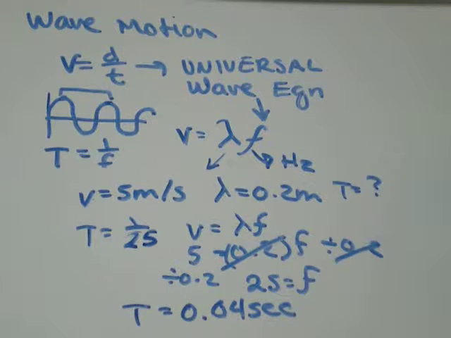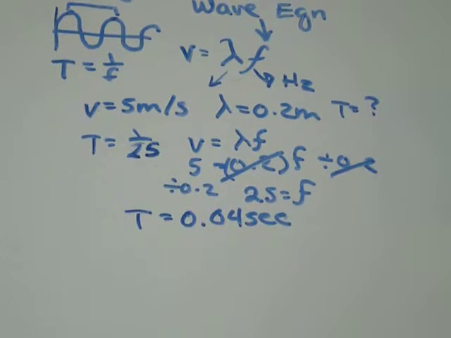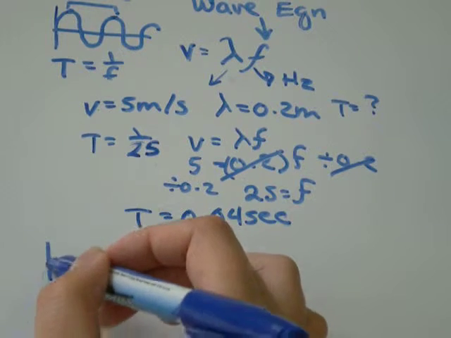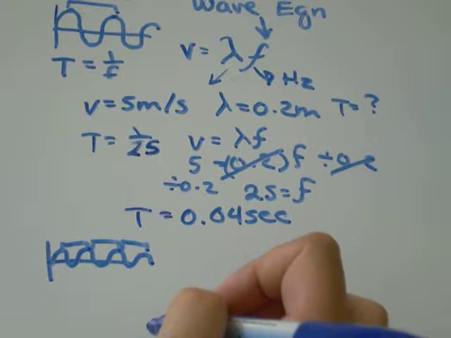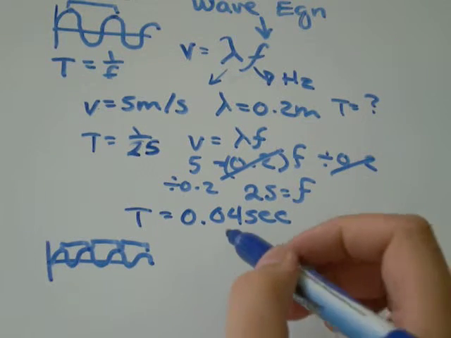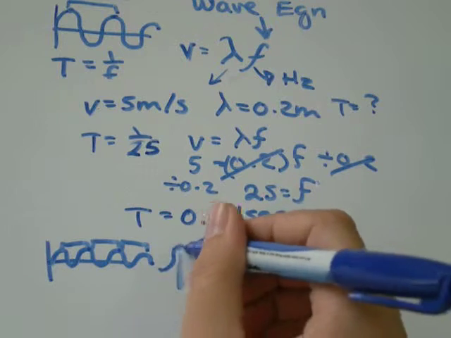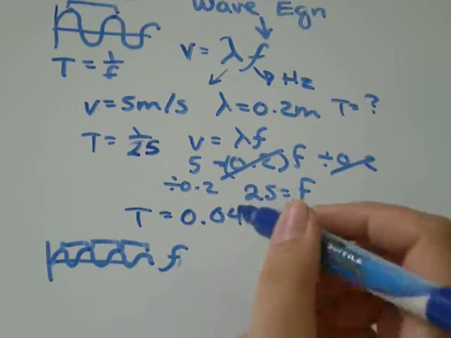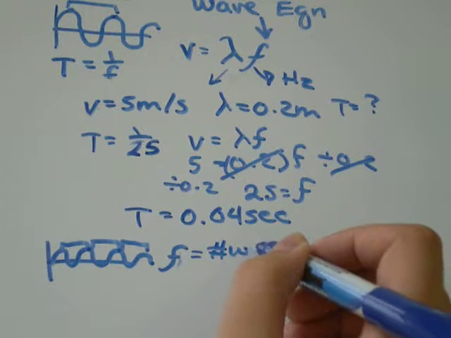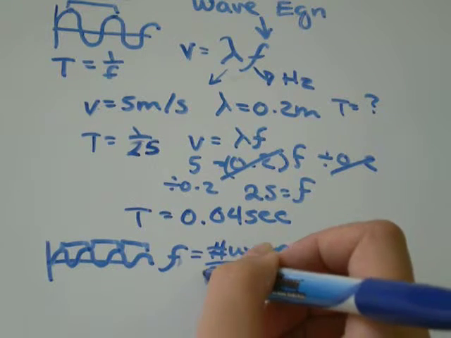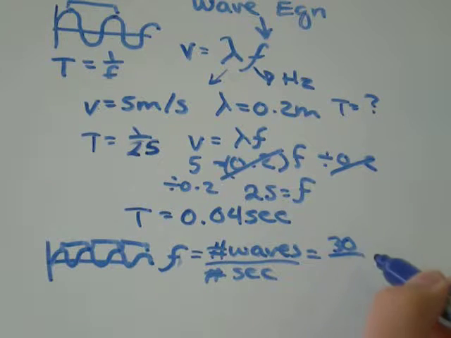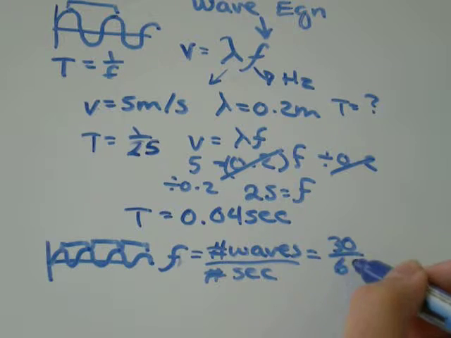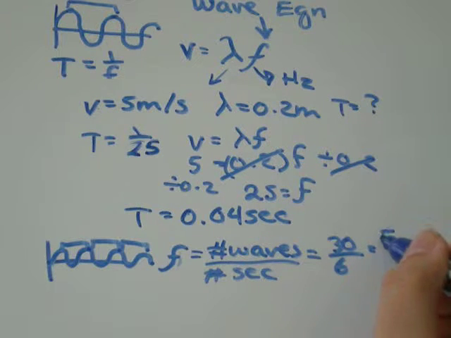Let's do one last example, and in this example we're told that we see 30 crests of this wave. So we see high point to high point 30 times in only 6 seconds, and we're asked to find the frequency. So frequency is a measure of the number of waves divided by the number of seconds, or the time. So if we see 30 waves in 6 seconds, 30 divided by 6 will be 5, so the frequency of that wave will be 5 hertz.